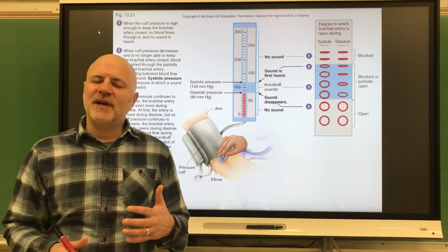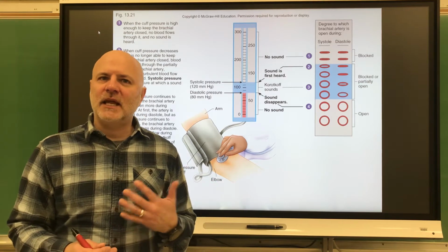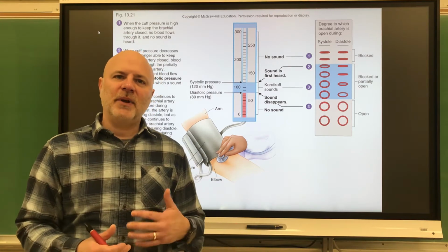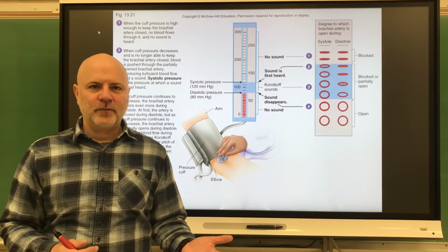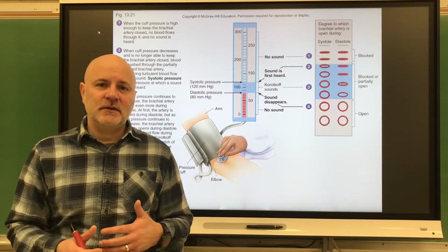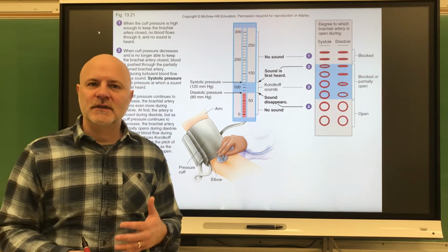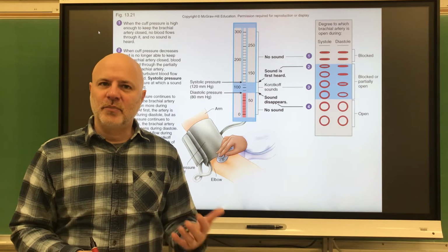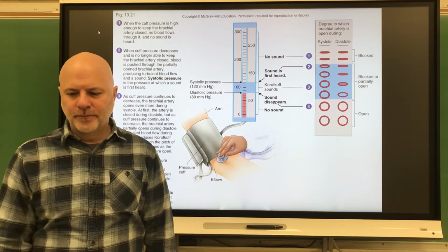So if we increase either the stroke volume or the heart rate, that's going to increase cardiac output, pumping more blood out of the heart, and so that's going to increase your blood pressure. If your heart rate increases or your stroke volume, pumping more blood per contraction, increases, your blood pressure will go up. If we lower these, your blood pressure will go down.